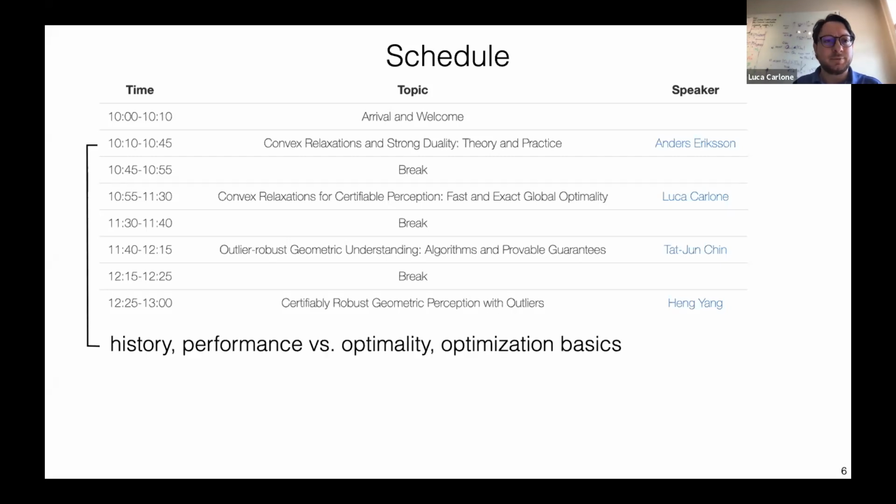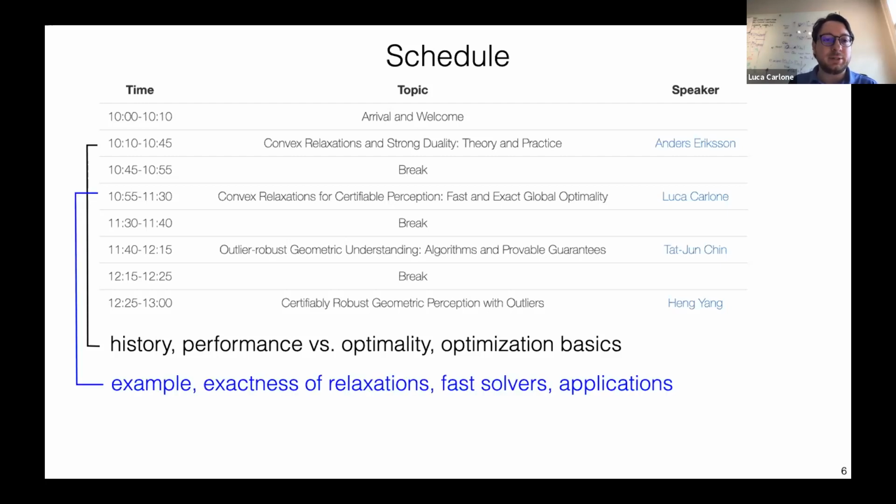Anders is going to start with the first presentation. He's going to talk a little bit about history, but mostly is going to cover the notion of optimality and how that impacts performance in robotics and vision applications. And the key role of the first presentation is just to give you the basic concepts about optimization, which we are going to mention again and again in the other talks.